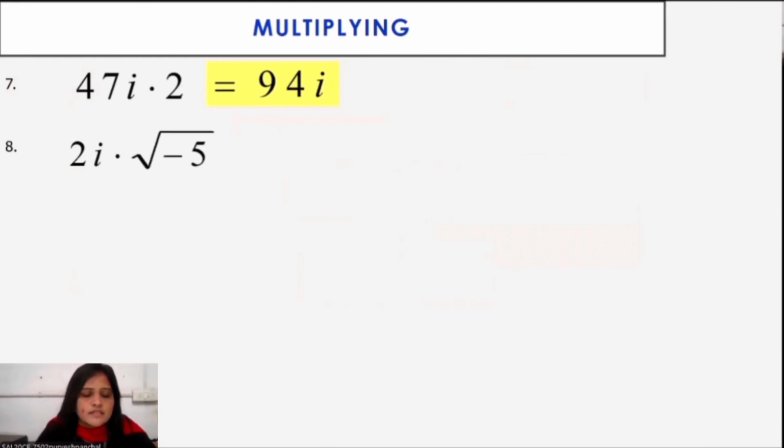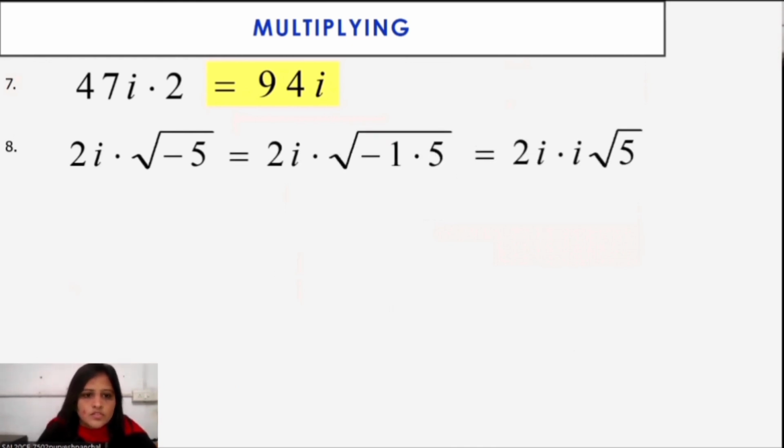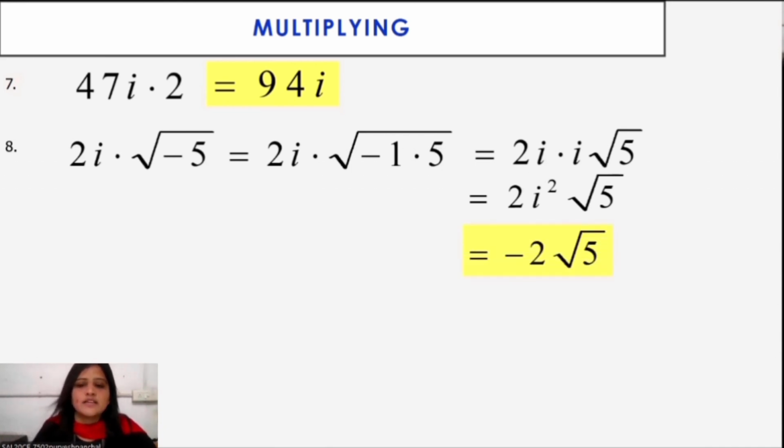Then let us see how to multiply 2i into under root minus 5. So we have 2i into i under root 5. Here, under root minus 5 we have written as under root minus 1 into 5. Under root minus 1 is equal to i, so we get i square, and we know that i square is equal to minus 1. So we have minus 2 under root 5. In this way we can multiply.